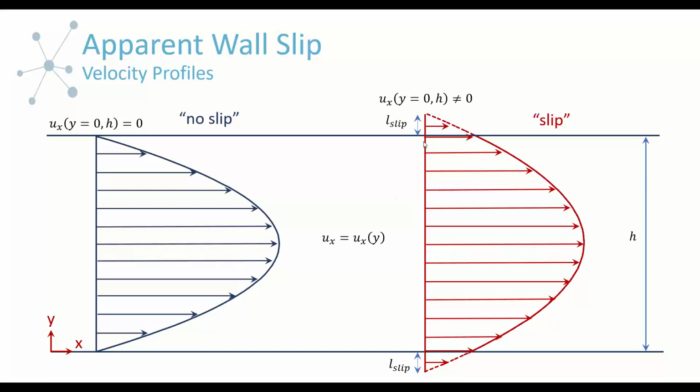And they generally define this slip behavior in terms of either a slip velocity, which is the value adjacent to the wall, or as a slip length. And this slip length comes from basically extrapolating your velocity profile to the point where you would have a zero velocity. So this is what we mean by slip.